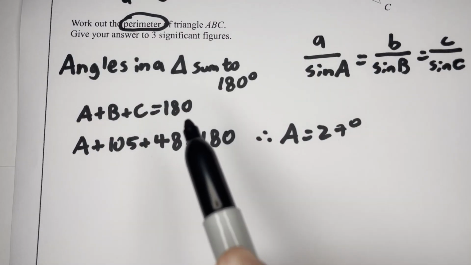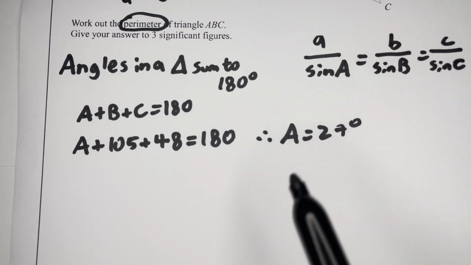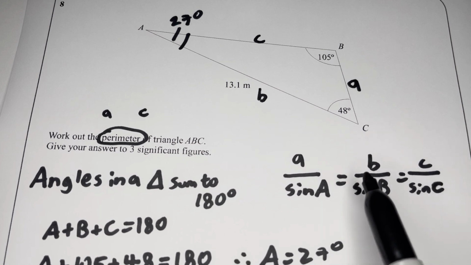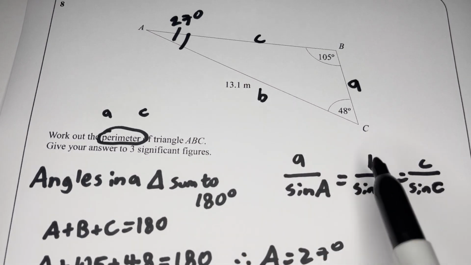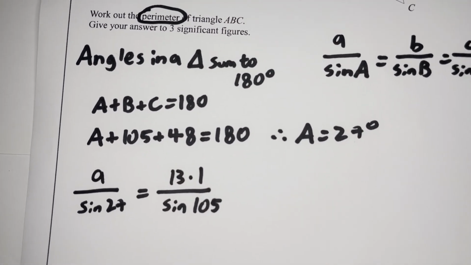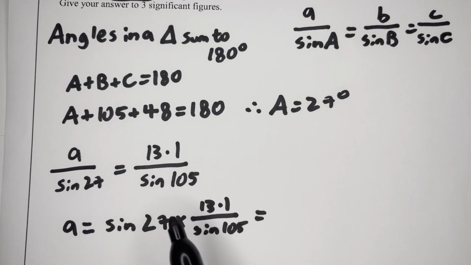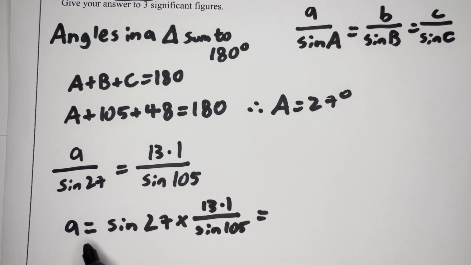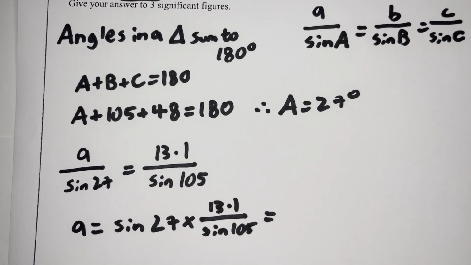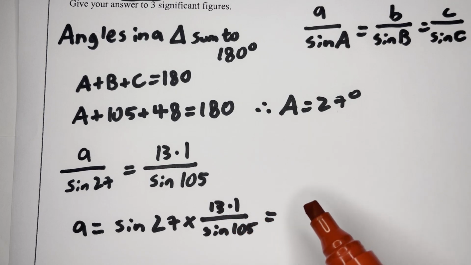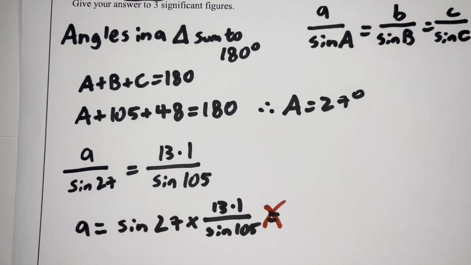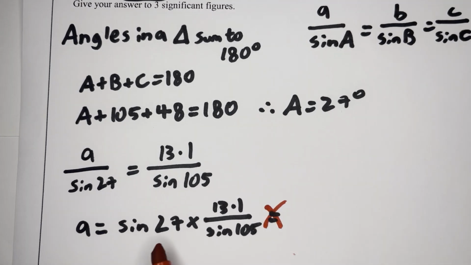We'll first try and work out side A and start by plugging the values into the sine rule. Looking back at our diagram, we can see that since A is 27, we'll be using sine 27, B is 13.1, and angle B is 105 degrees. So our first equation will look like this. We simply multiply both sides by sine 27 to get A is equal to sine 27 multiplied by 13.1 over sine 105. You might be tempted to try and plug this into your calculator at this stage and come up with an expression for it, but then you'll have to round that, and that kind of decreases the accuracy. So personally, I wouldn't put any equal signs here and leave it at this for now.